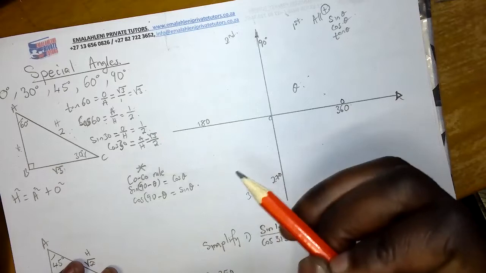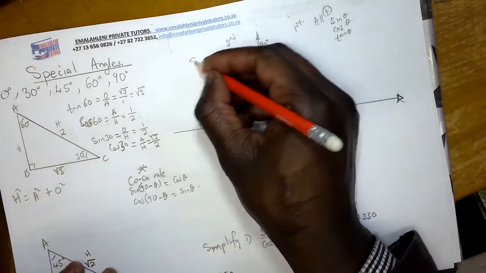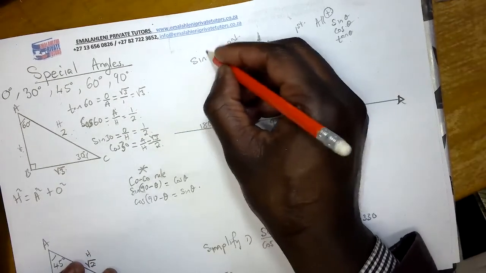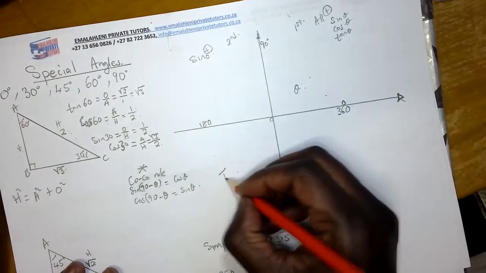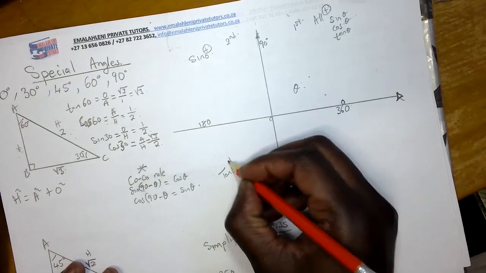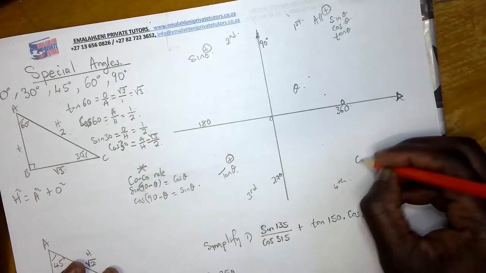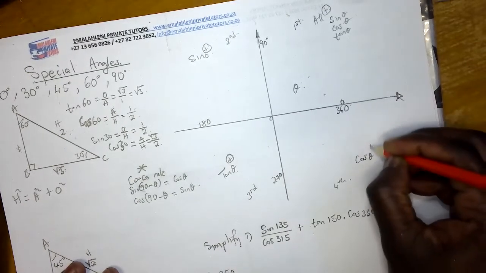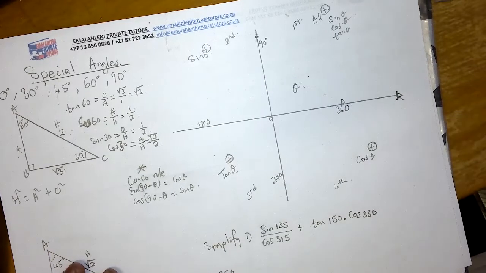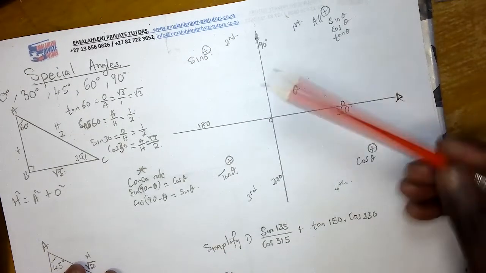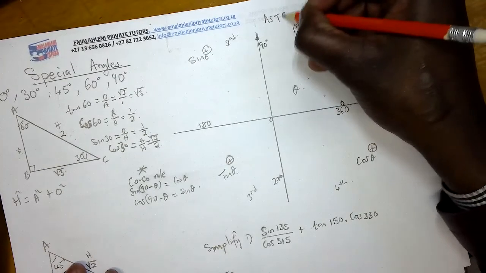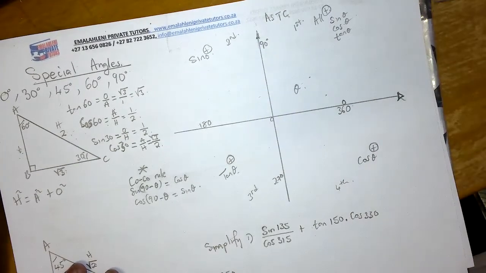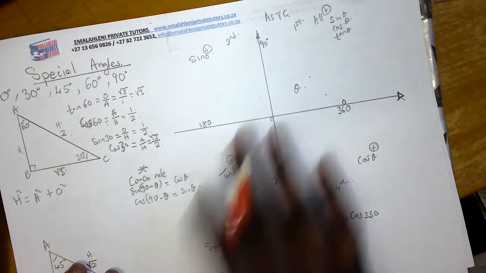Only sine is positive. So sine theta is positive. Here only tan is positive. Tan theta positive. Then here it's only cos theta that is positive. So that's what we must know. We must know that it's All Students Take Coffee.